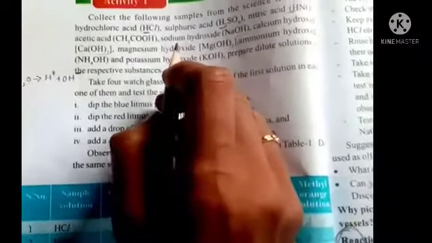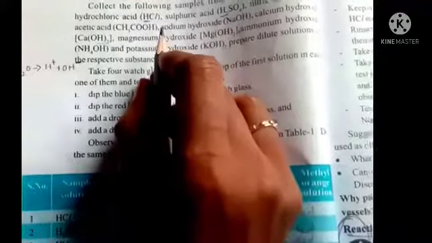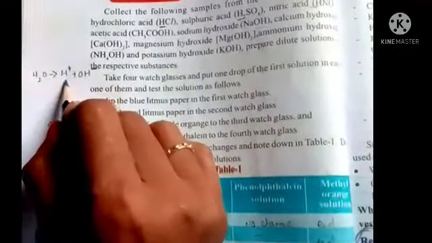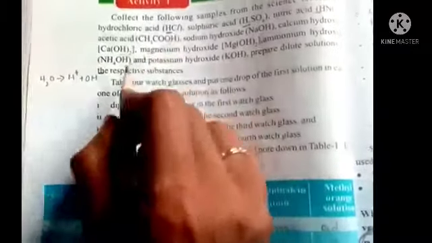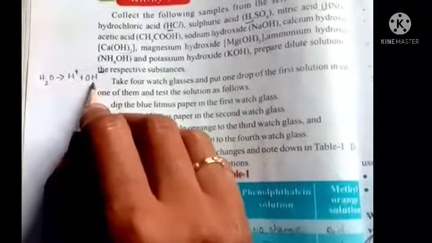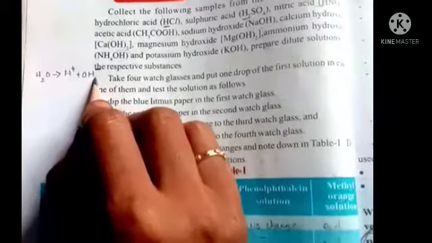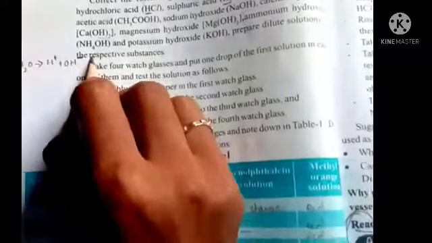Then what is the definition of an acid? Substances which dissolve in water and produce H plus ions are called acids. Substances which dissolve in water and produce OH minus ions are called bases.